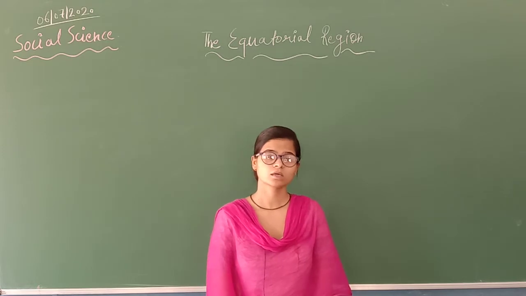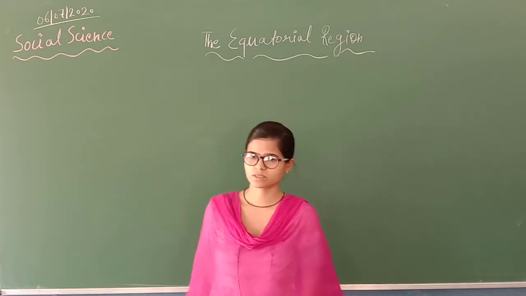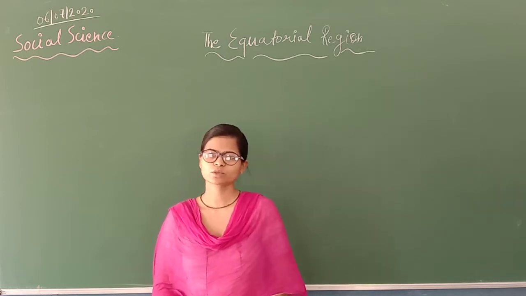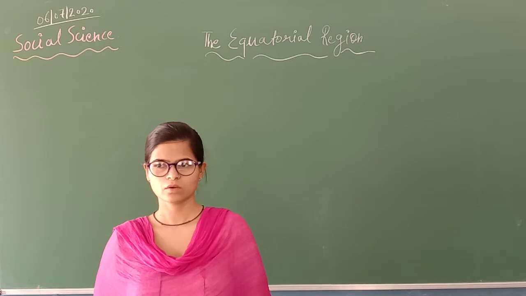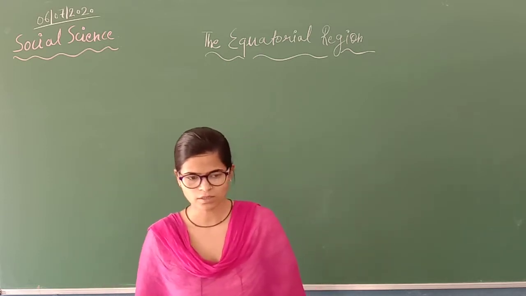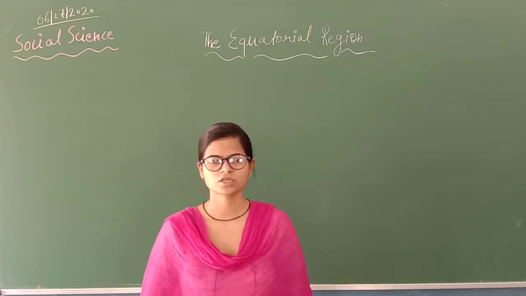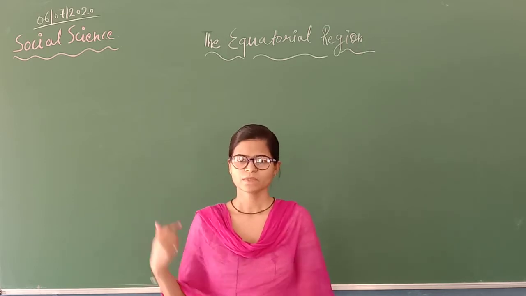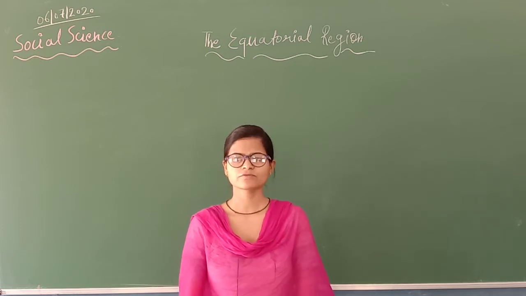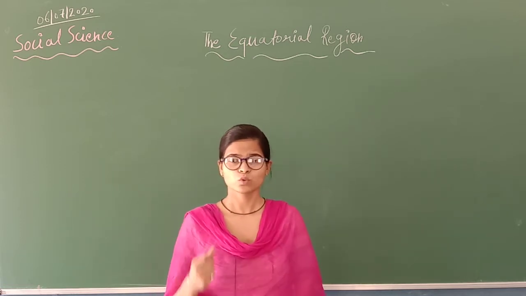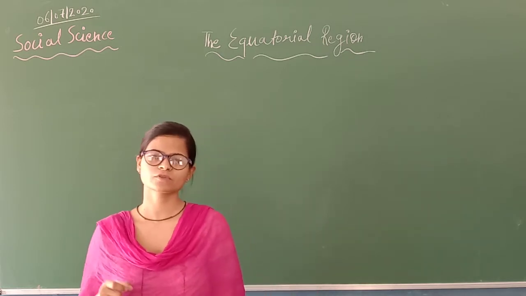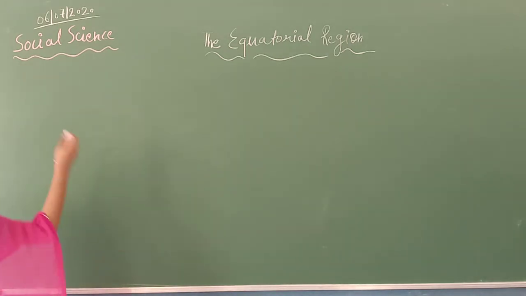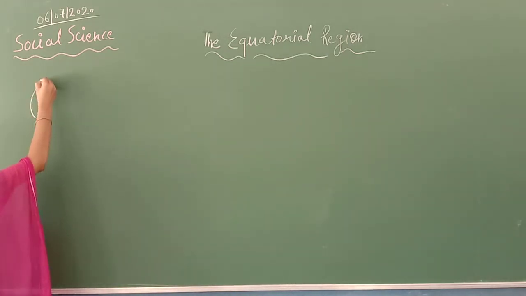Today's topic is the equatorial region, as it is already written here. In this topic we are going to learn about the equator and where it is located, its vegetation, life, and climate. We are going to learn all these things in this chapter. First of all, I am going to tell you where the equator is located on the surface of the earth.